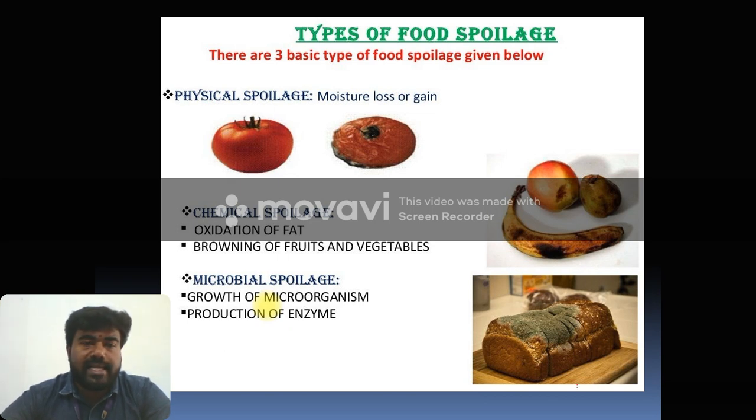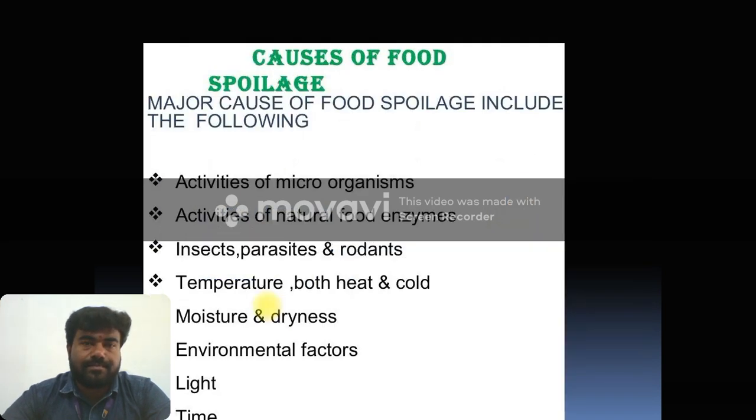Microbial spoilage is the third important type of spoilage. It is the growth of microorganisms on the food surfaces. At the same time, the production of some enzymes also contaminates our food.